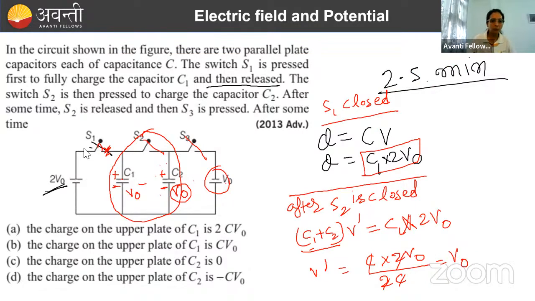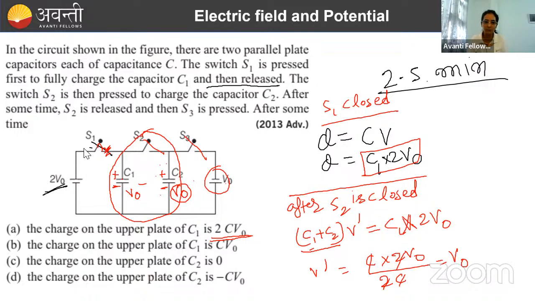Charge on the upper plate of C1 is 2CV naught. Finally, will the charge on the upper plate of C1 be 2CV naught? No, it's not going to happen, because when S1 was closed, the upper plate of C1 had charge 2CV naught. But after S2 got pressed, what happened? It transferred some charge to C2. And since C1 and C2 were equal, charge was transferred equally.